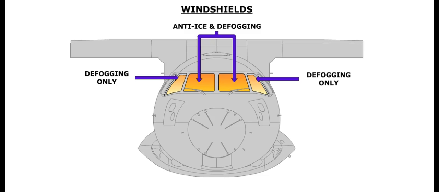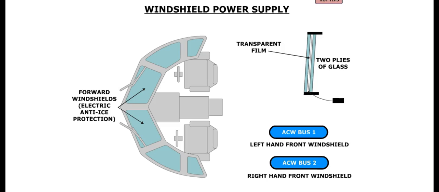The two front windshields are heated to provide anti-icing and defogging. The side windows are heated, so as to prevent fogging only. The forward windshields are heated by an electrically heated transparent film that is sandwiched between the two plies of glass. Each windshield heat is powered by the associated AC wild bus.